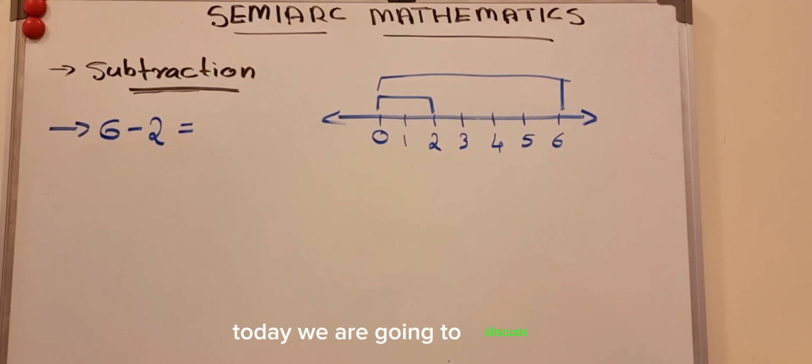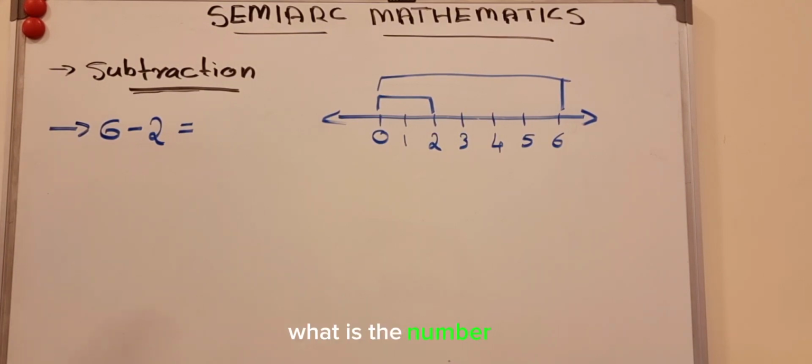Today we are going to discuss the process of mathematics subtraction. What is subtraction? Subtraction simply means the difference between two numbers. For example, 6 minus 2. 6 minus 2 means the difference between 6 and 2.